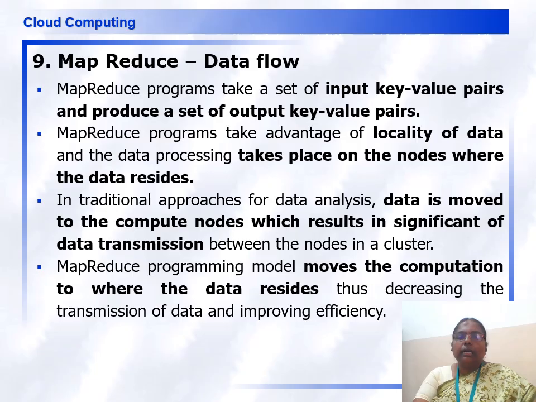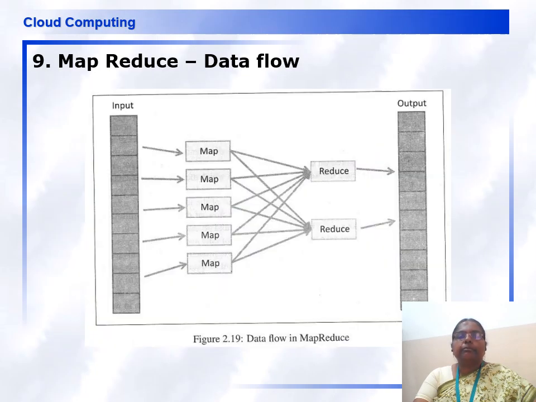So data is not moved, the computation is moved to the node where the data resides. So this is the data flow. First step is map, then you reduce, and then finally you have the output.